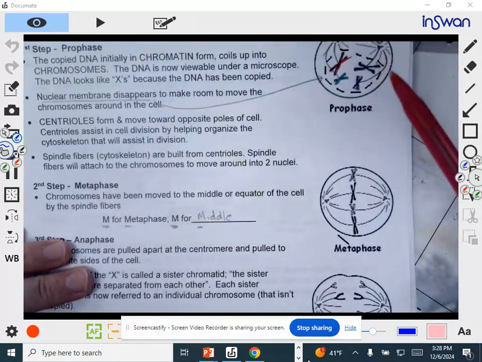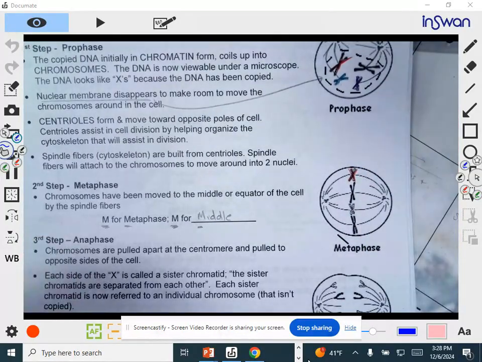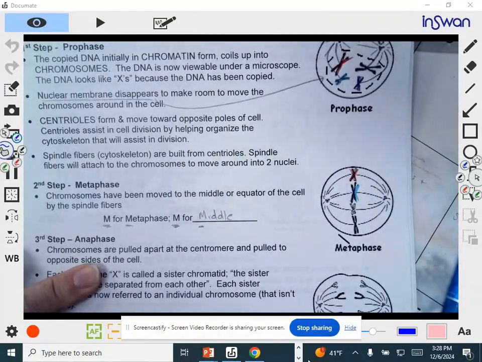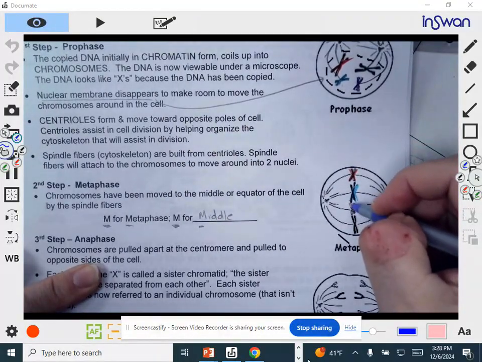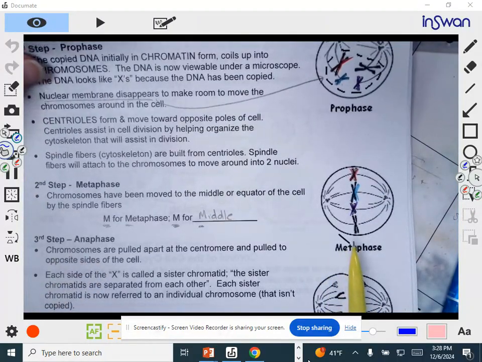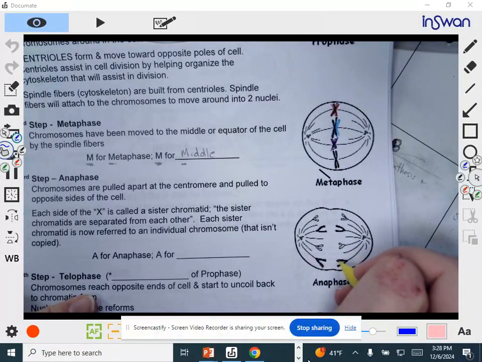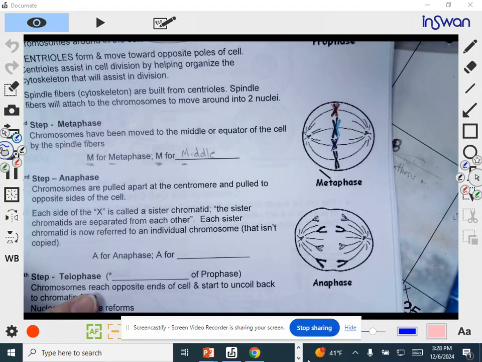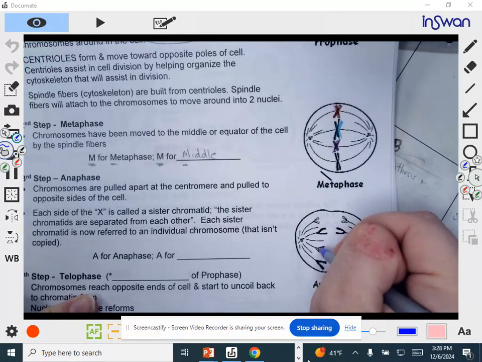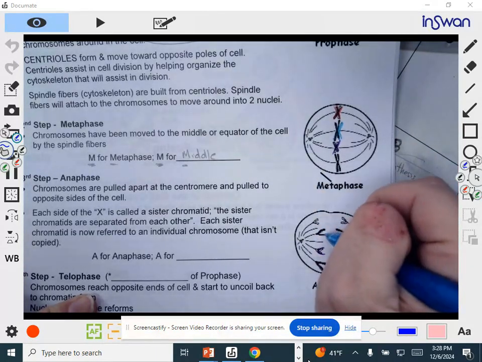So these chromosomes are just now going to be lined up in the middle. So let's make sure we have each chromosome lined up in the middle. And then in anaphase, those chromosomes are getting pulled apart. So this black chromosome is no longer in X form. It got pulled apart. And then my purple chromosome, now half of it's going one way and half of it's going the other way. The blue chromosome gets pulled apart.